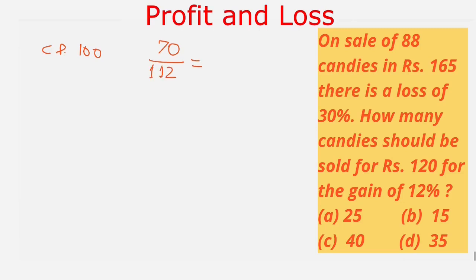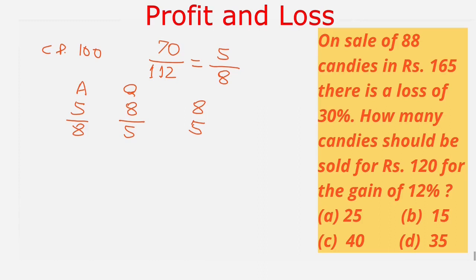These two amounts are in the ratio. If we cancel 70 by 14, it comes out to be 5, and 112 by 14 we get 8. This amount is in the ratio 5:8. If the amount is in the ratio 5:8, then the quantity is the reciprocal of it, which is 8:5.